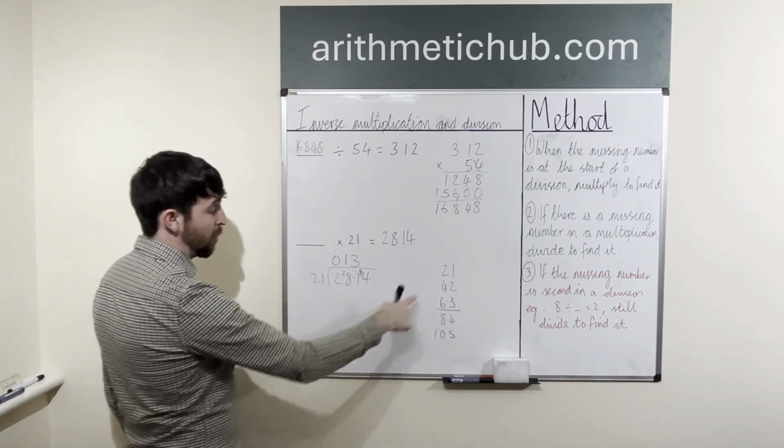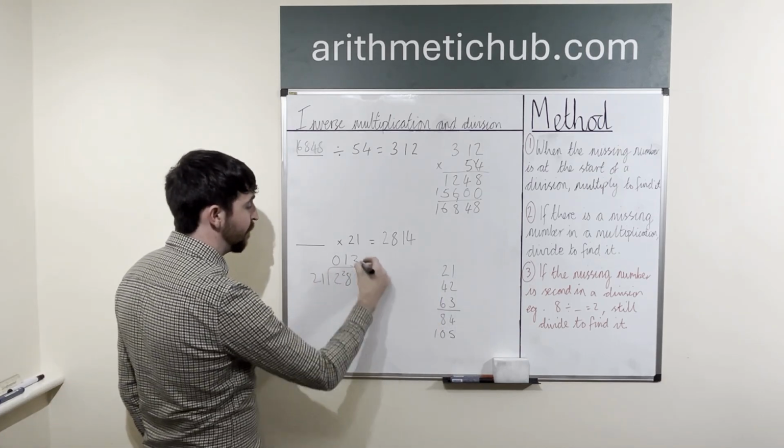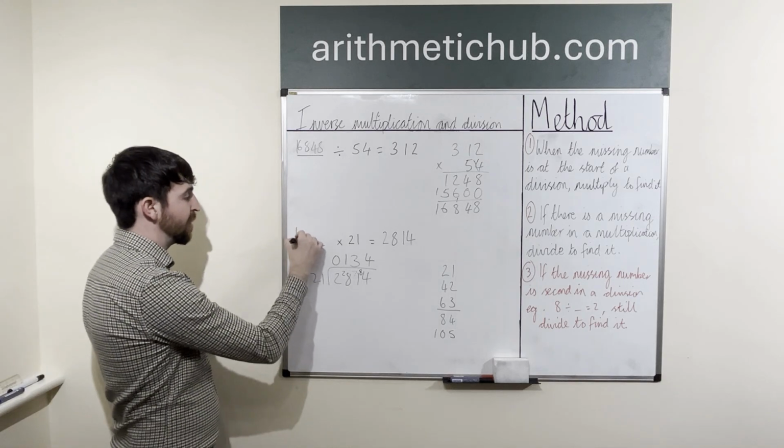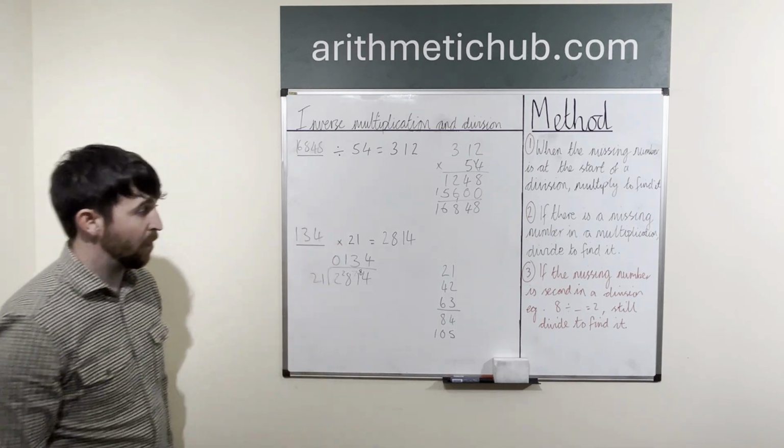How many lots of 21 go into 84? 1, 2, 3, 4 lots of 21 go into 84, which means 134 times 21 is going to give us 2,814.